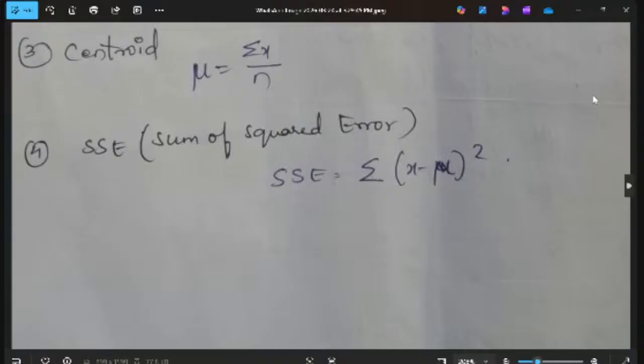Third one is centroid. Fourth one is SSE, sum of squared error, x minus mu whole square.